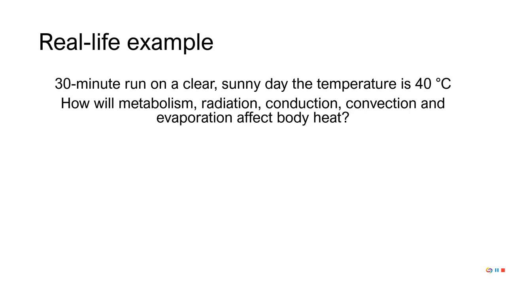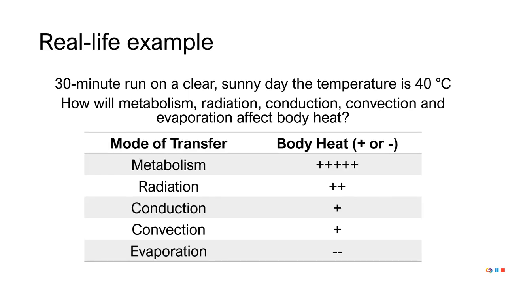Let's say it's a really hot day, and you go for a 30-minute run, and it's 40 degrees Celsius. Remember, normal body temperature is 37. How do you think metabolism, radiation, conduction, convection, and evaporation will affect body heat? Think about that for just a second. Well, metabolism is going to increase your heat. That's the only thing it can do. It's going to increase your heat quite a lot because you're exercising. You're going to gain a lot from radiation because it's so hot outside. You're actually going to be absorbing heat from the environment. And then you're going to have a little bit with conduction and convection.